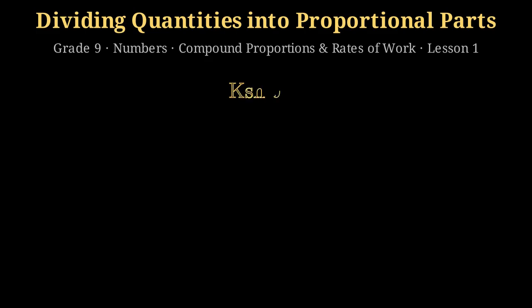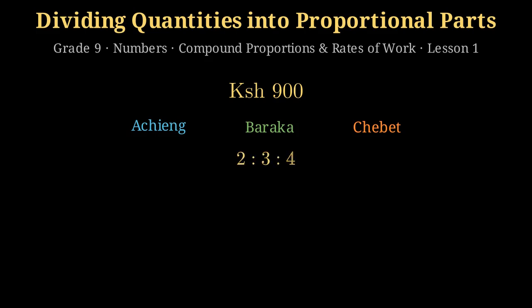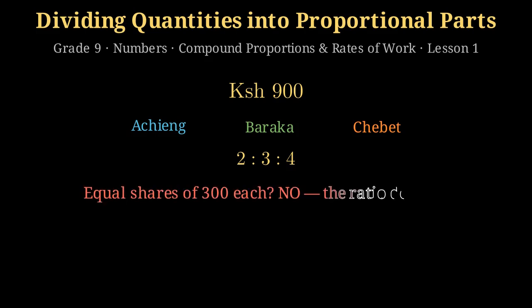Here is the situation. Three siblings, Achieng, Baraka, and Chebet, helped on the family farm, and their mother gives them 900 shillings to share. But they did not work equally, so she says, share it in the ratio 2 to 3 to 4. Now, should each one simply take 300? No. Equal shares would ignore the ratio completely. So how much does each sibling actually get? By the end of this lesson, you will settle any sharing dispute like this in 3 quick steps.